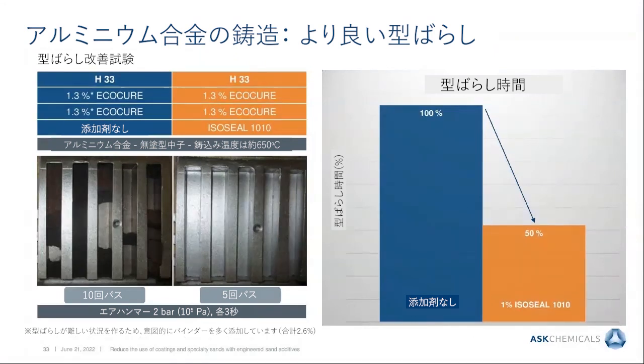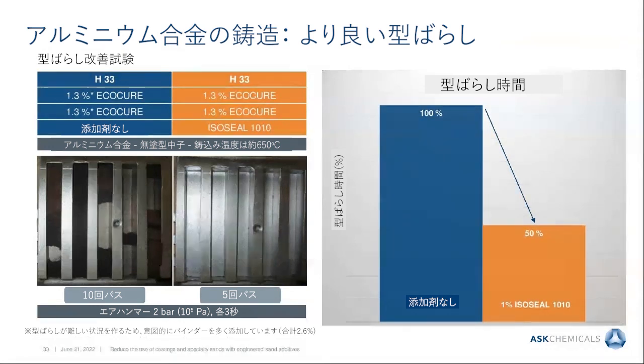We did again trials in our pilot foundry, and you see on the left column of the left picture the situation with the sand and the binder and no additive. Deliberately, we used a high addition rate of the binder to provoke a bad shakeout in our pilot foundry. On the right bar, you see a mixture with 1% Isoseal 1010. Then the cores have been used uncoated at a casting temperature of 650 degrees. After pouring and cooling, we did the shakeout with a pneumatic hammer with 2 bars and 3 seconds per stroke.